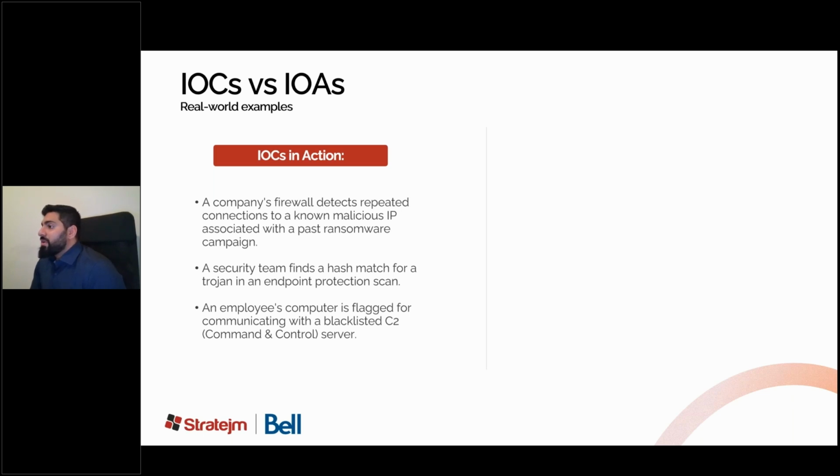Now they can match a known malware file hash, or it could be a Trojan, in an endpoint protection scan, right? So they scan the system, identify a known malware hash. This suggests that the malware has already been installed on the system, right? Or it could be an employee flagging communication with a known command and control server, right? Which means that the attacker has already compromised and taken control of your machine.